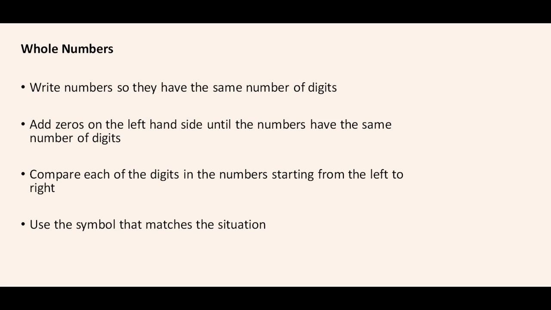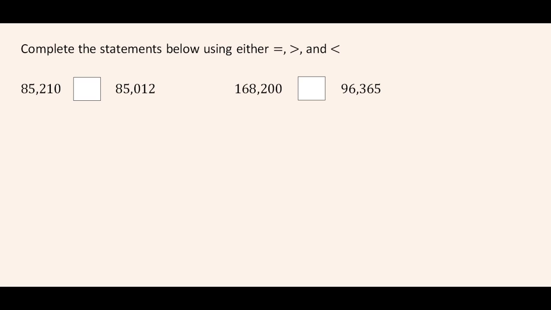So the whole numbers, you want to compare whole numbers. You want to make sure you write the numbers so they have the same number of digits. And if you're dealing with whole numbers, on the left hand side you want to replace with zeros where you see a gap, and you want to compare the digits from the left to the right, and we're going to use a symbol that matches that situation. So let's see that in practice.